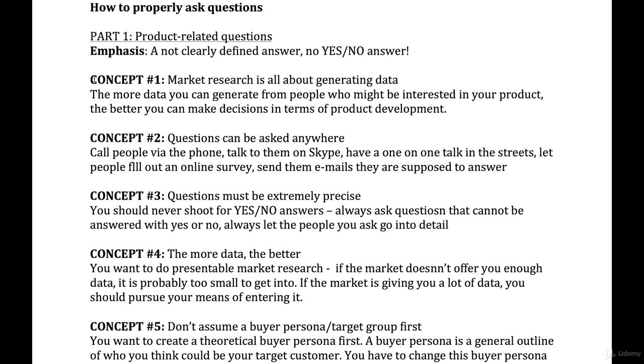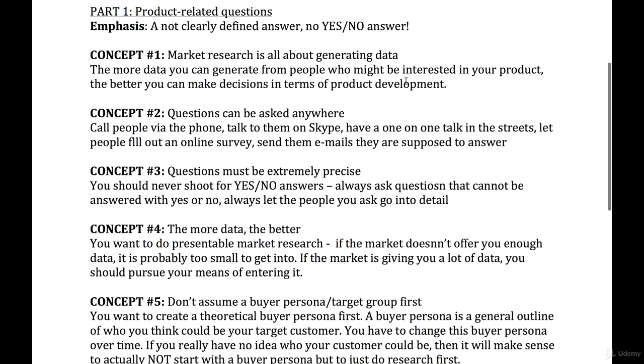But anyway, now this is concept one. Market research is all about generating data. The more data you generate, the better. So then concept number two, questions can be asked anywhere. And what I see quite a lot is that when people try to ask questions, they only think about asking questions one-dimensionally.